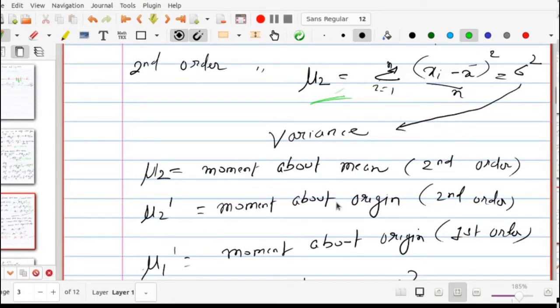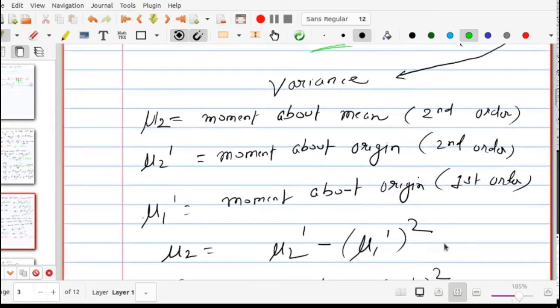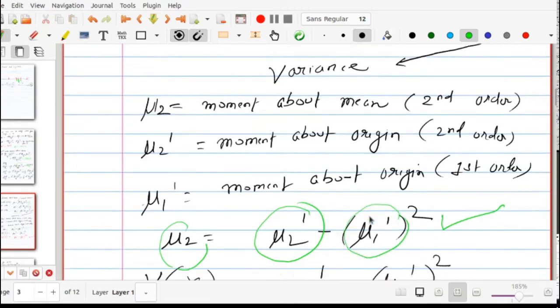Now we know what is mu2, what is mu2 dash, what is mu1 dash. So mu2 is the second order moment about the mean. Mu2 apostrophe or mu2 dash, what I'm calling, is the second order moment about the origin, and mu1 dash is the first order moment about the origin. So there has to be a relation between these three. The relation is this one, which is very important. The second order moment about the mean is equal to the second order moment about the origin minus the square of the first order moment about the origin. This is an important takeaway.